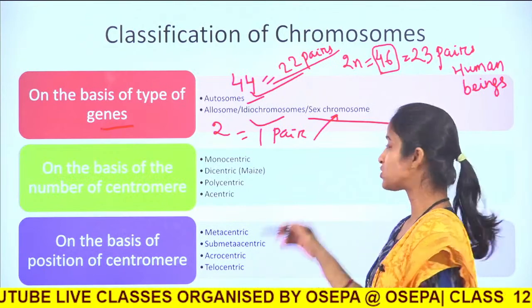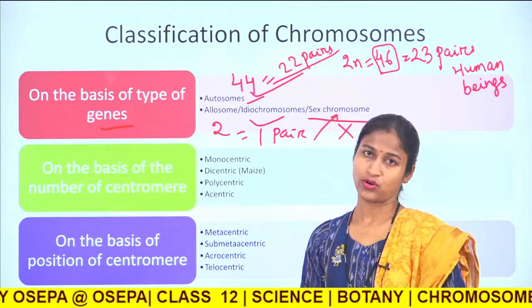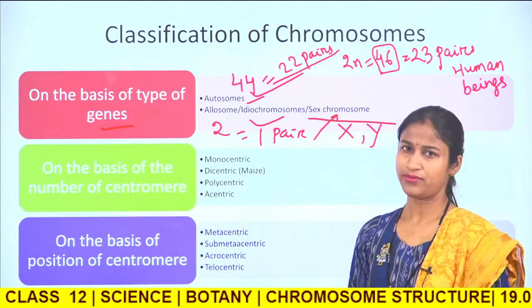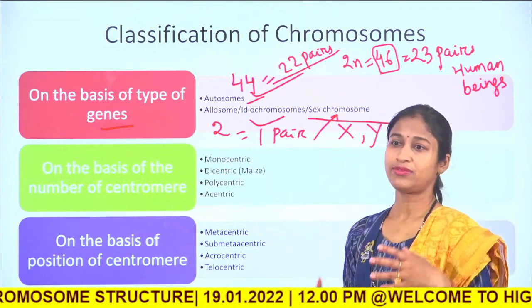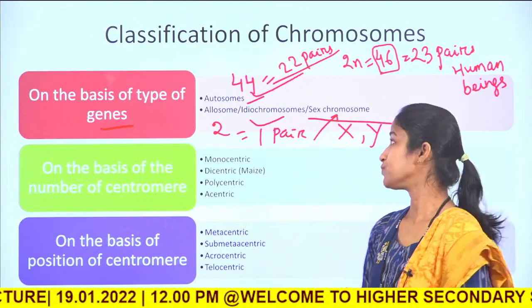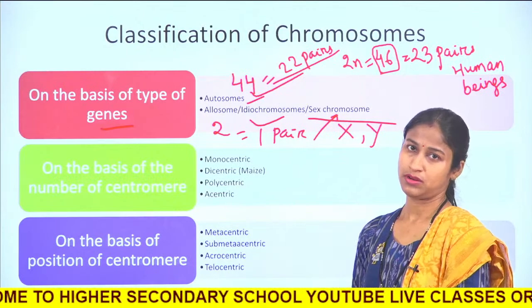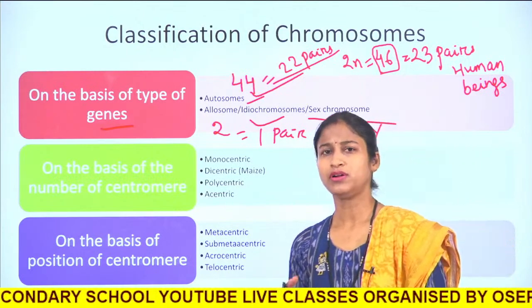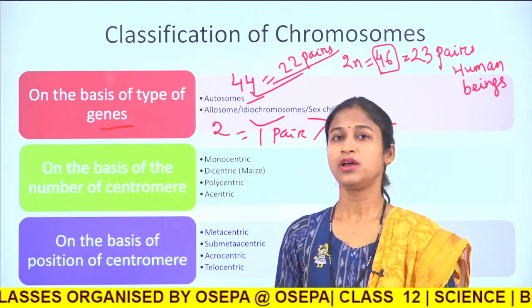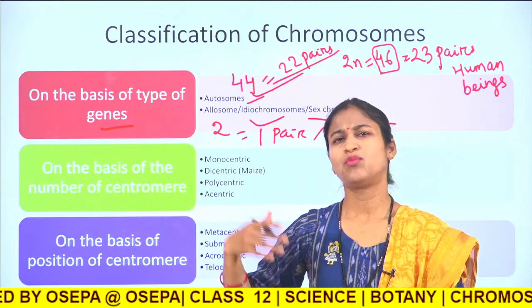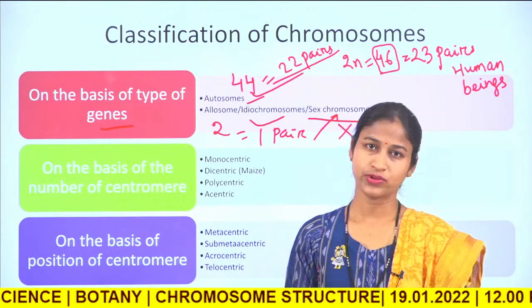So, what are the sex chromosomes? One is X, the other one is Y. So, X and Y chromosomes are the sex chromosomes, as we all know. So, on the basis of genes, we have either autosomes or allosomes. Now, next, on the basis of the number of centromeres. If we have a single centromere, what will we call the chromosome? If we have 2 centromeres, what will we call it? If we have more centromeres, what will we call it? And if we do not have a centromere, what will we call it?